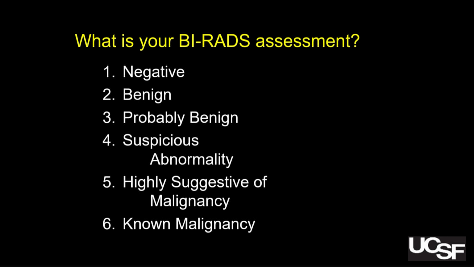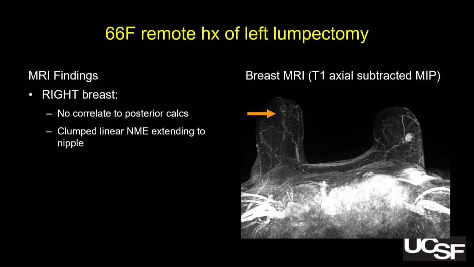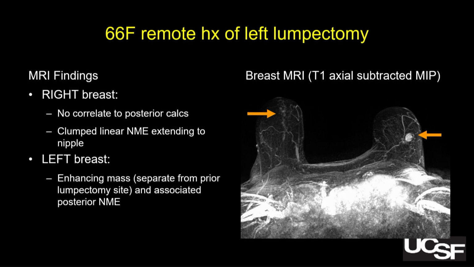And oops, do you guys see that? No correlate to the calcs. We had clumped linear NME extending to the nipple. Left breast had a mass, okay? and associated posterior non-mass enhancement.